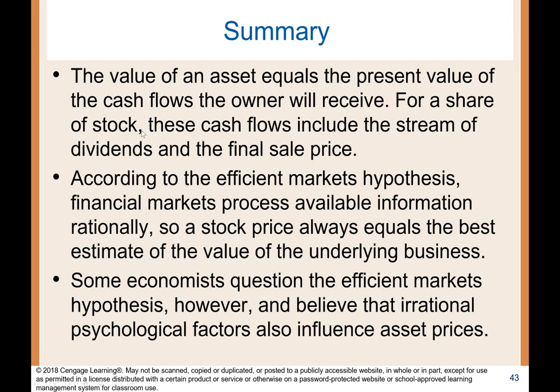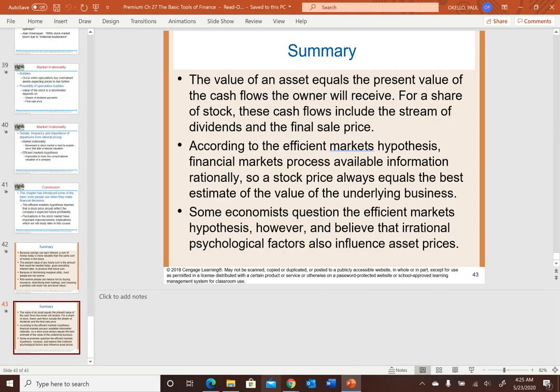The value of an asset equals the present value of the cash flows the owner will receive. For a share of stock, these cash flows include the stream of dividends and the final sale price. According to the efficient markets hypothesis, financial markets process available information rationally, so a stock price always equals the best estimate of the value of the underlying business. Some economists question the efficient market hypothesis, however, and believe that irrational psychological factors also influence asset prices. And that would be all for this chapter.